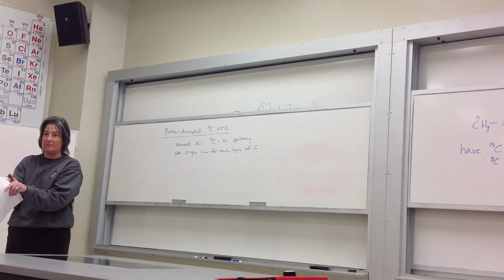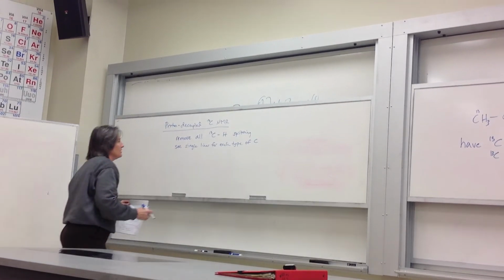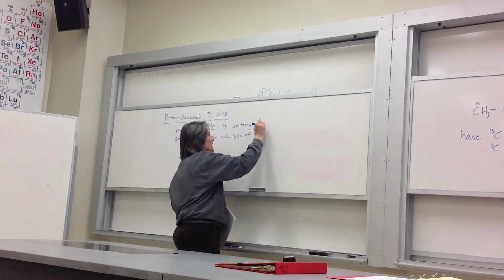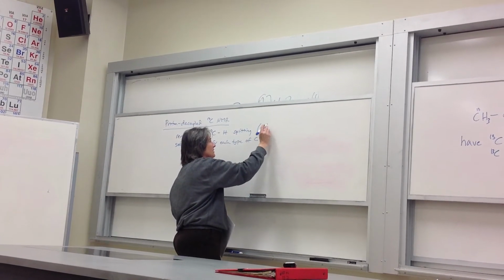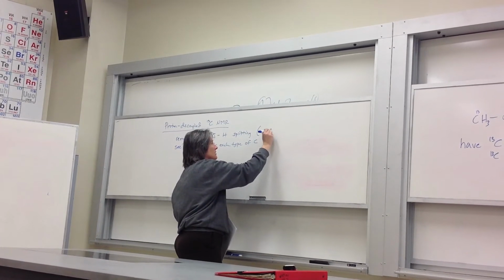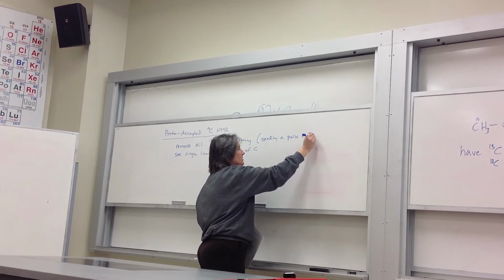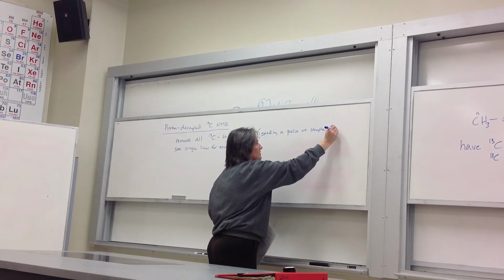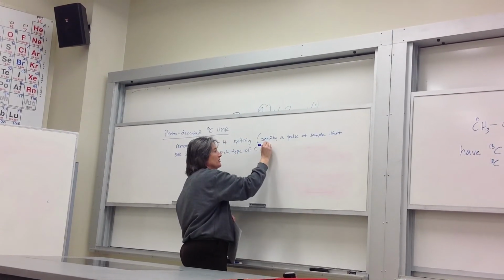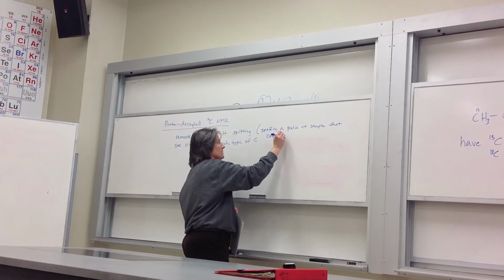There's no more splitting. And the way you do this, you remove the splitting by sending a pulse at the sample, the machine does, that causes the hydrogens to spin flip.